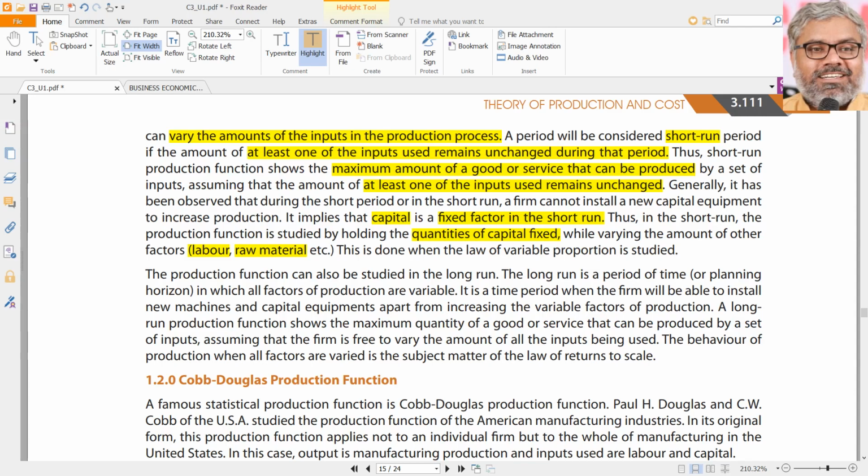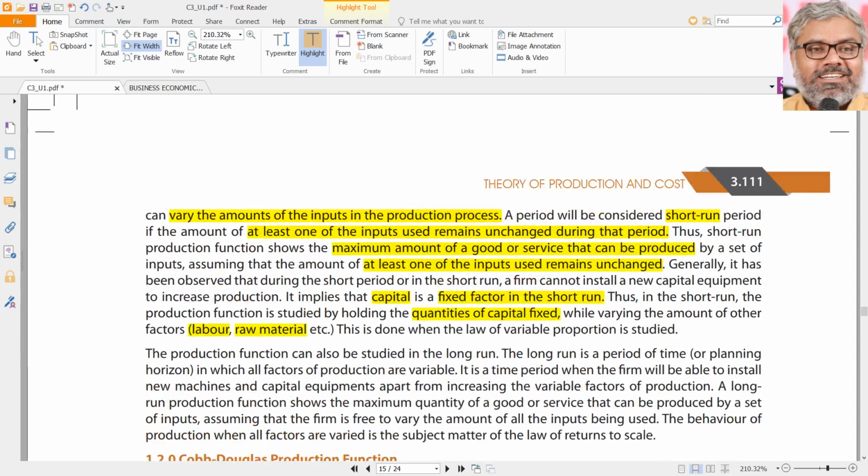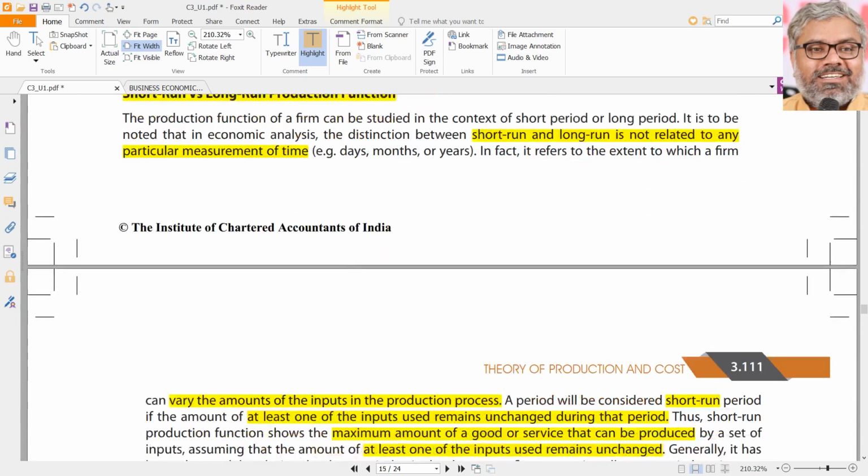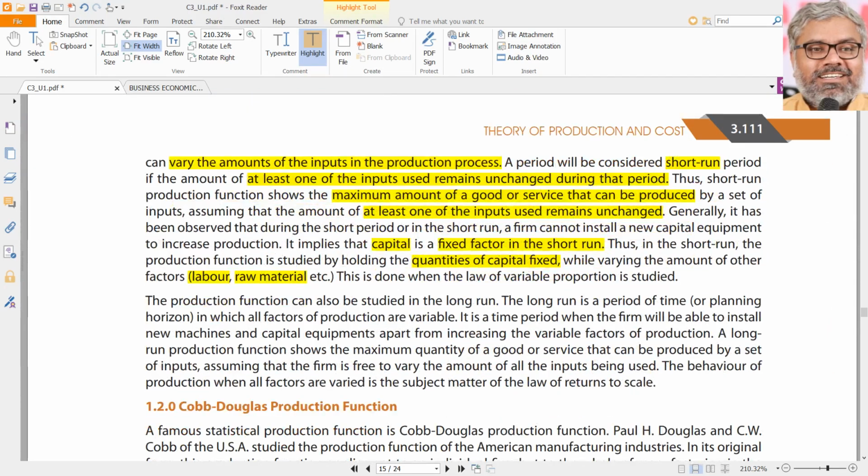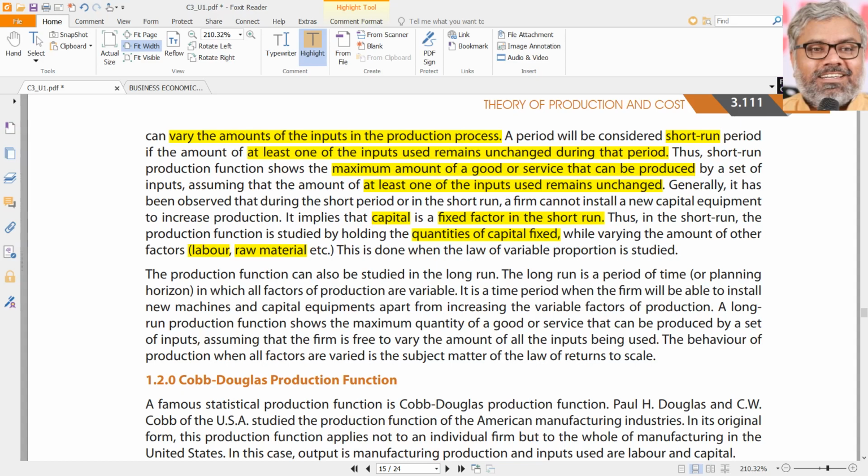So what we can say is that the factor which can definitely be considered fixed in the short run is capital. That's it. And when we do this analysis of the short run production function, how it is going to behave, keeping capital as a fixed factor and observing how the change in any one of the factors is influencing the production function, that is what we call the law of variable proportions. That is the short run production theory, we can say.